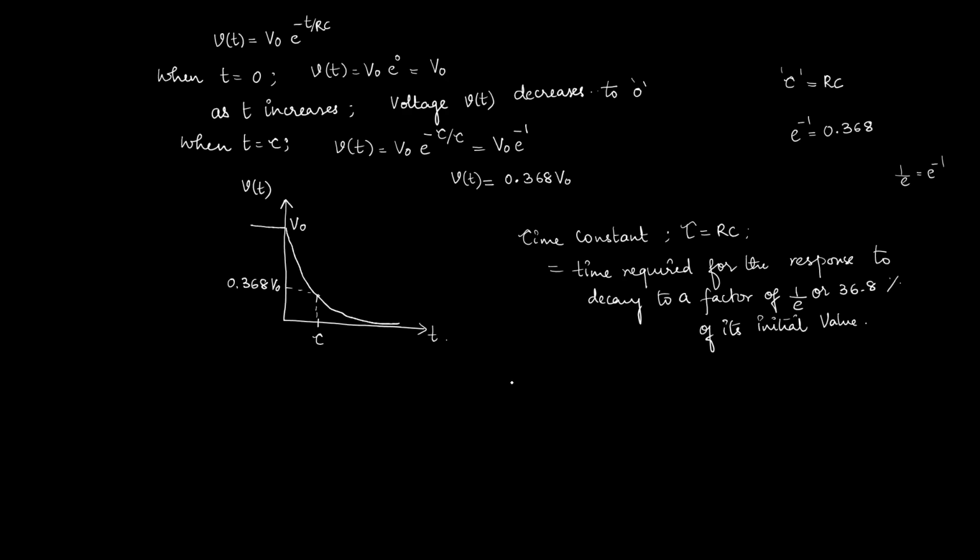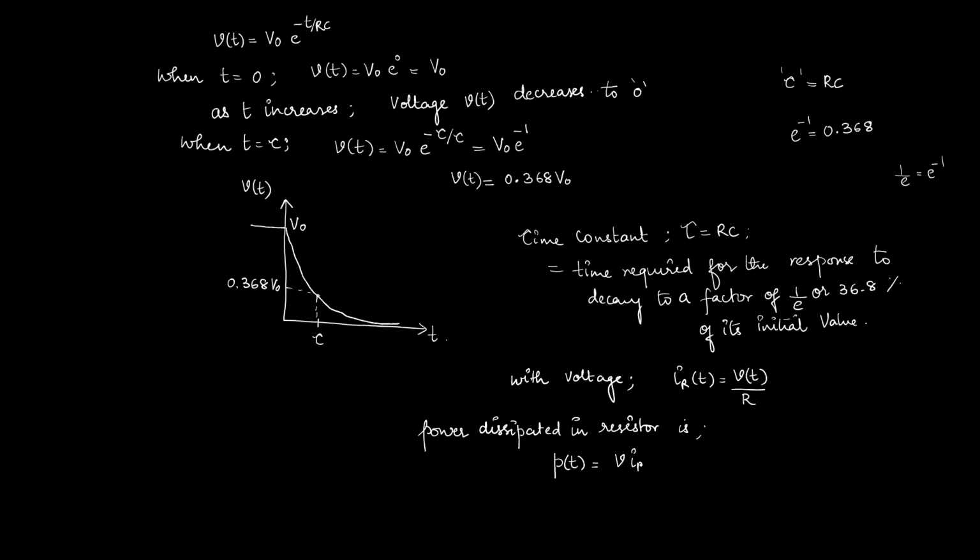So with this particular voltage, we can compute the current IR of t equal to V of t divided by R, and the power dissipated in the resistor will be equal to P of t equal to V into IR, which is equal to V0 square divided by R e power minus 2t by tau. The reason why we have got this as minus 2 is because we are squaring the entire term, right? So we are squaring V0 e power minus t by RC the whole square. So that is the reason why we have got this as V0 square e power minus 2t by tau.